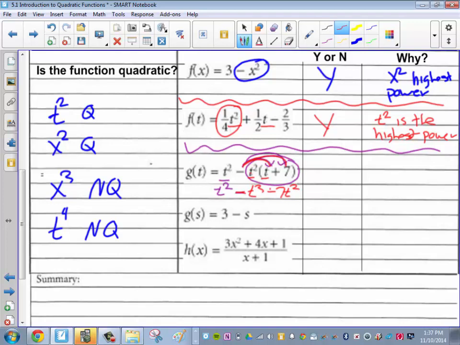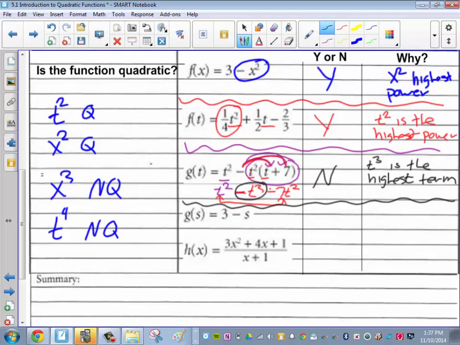Okay, so when we look at this, what is the highest degree term? Well, yeah, I know we can simplify this by bringing it together, but yet the highest degree term is this negative t to the third, and that is not t squared, therefore this is not quadratic. Not quadratic because t to the third is the highest term. That's why it's not quadratic. Okay, let's do another one here.